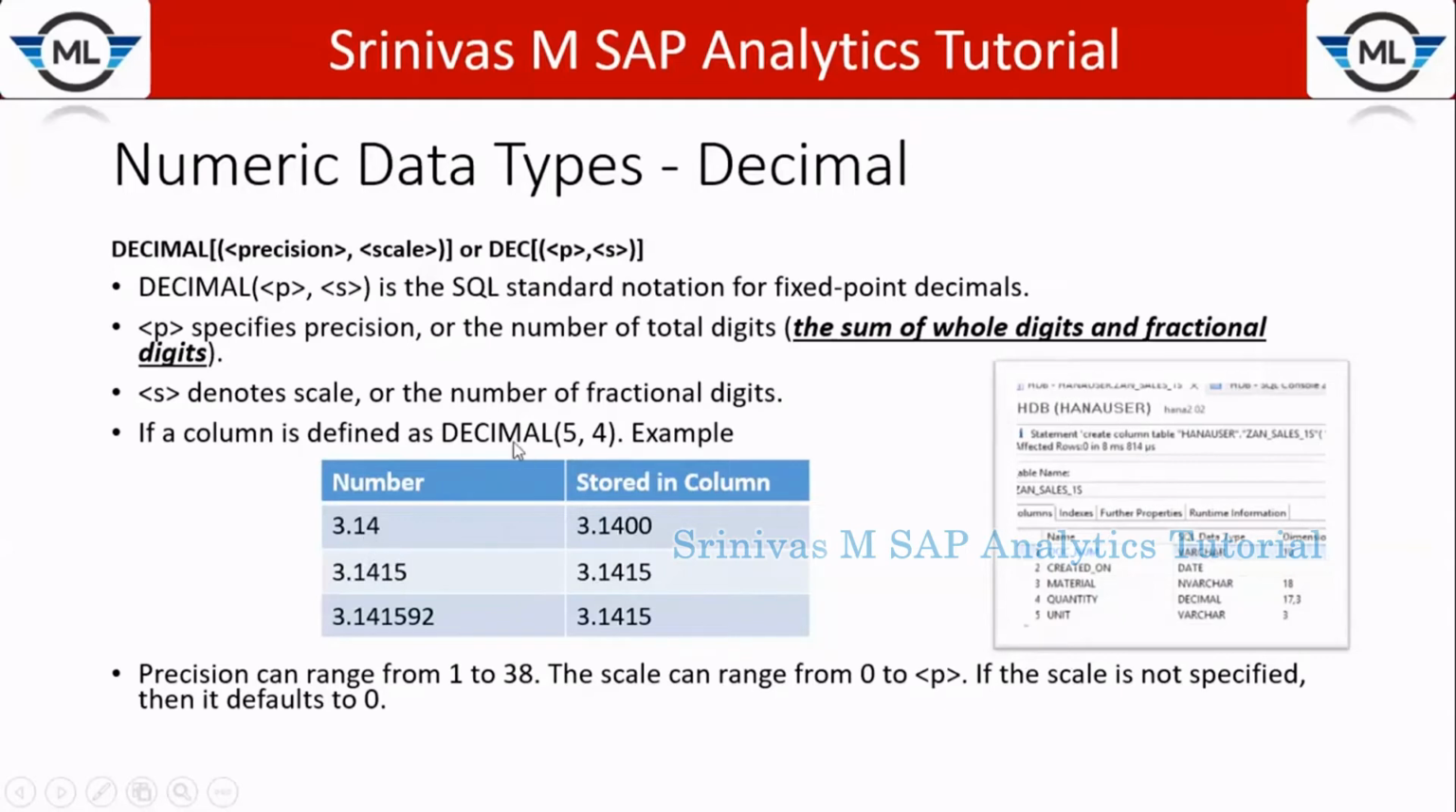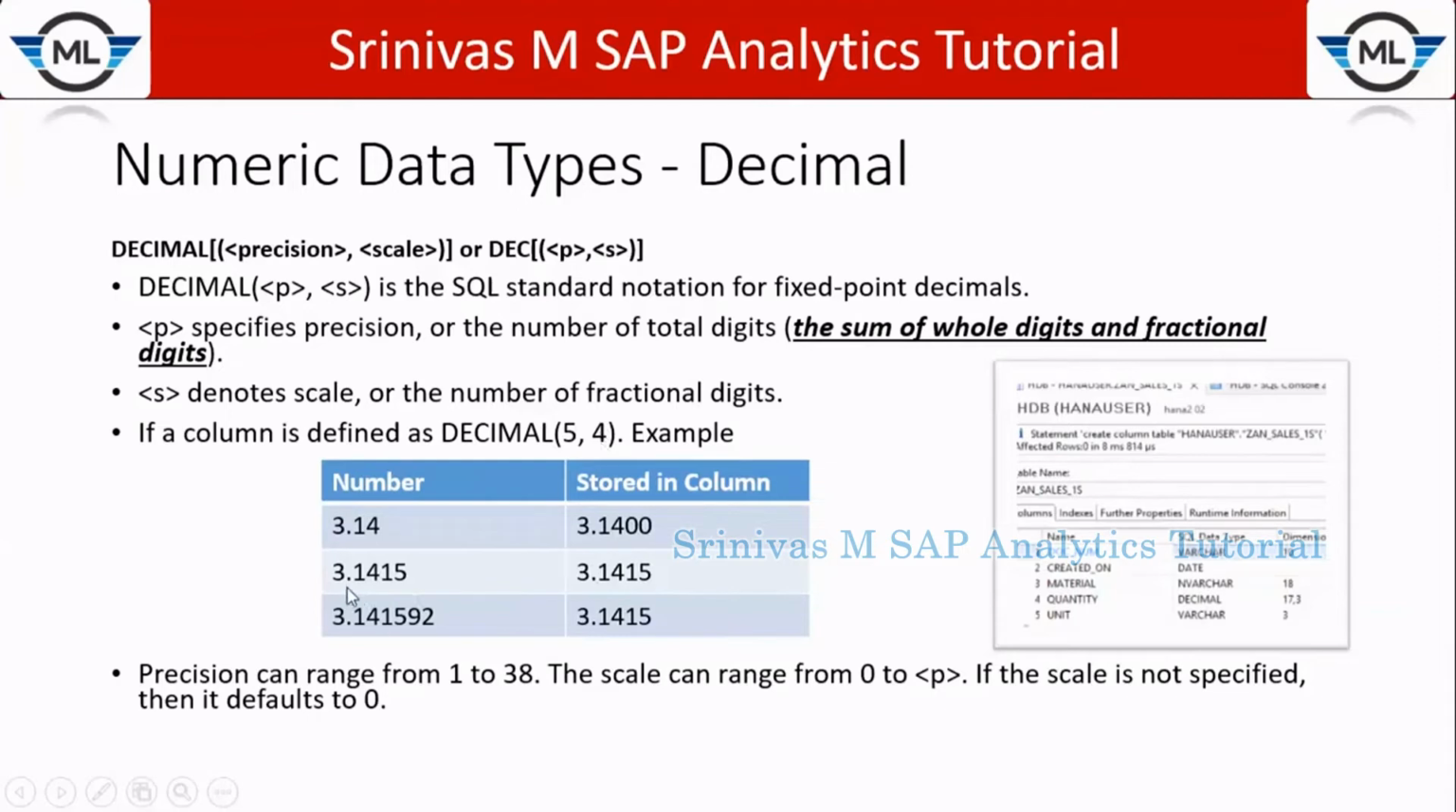So if you see here, 3.14 for example, I define a column with decimal 5 comma 4. If I am trying to store a value of 3.14, then the system stores this value as 3.1400. It means if you count the total number of digits in this number, it is 5, which is nothing but my precision. And the total number of digits after the decimal is 4, which is what I defined as the scale.